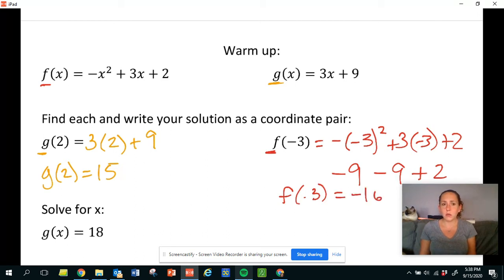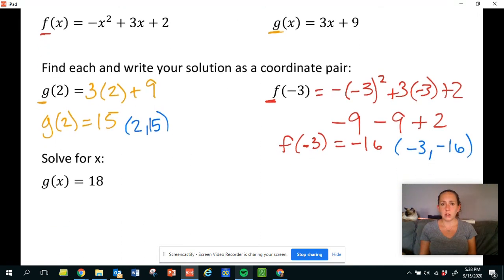If you plug in negative 3 to the f function, you get out negative 16. It says to write it as a coordinate pair. So in this case, the point (2, 15) would show up on the graph of g, and the point (-3, -16) would show up on the graph of f.